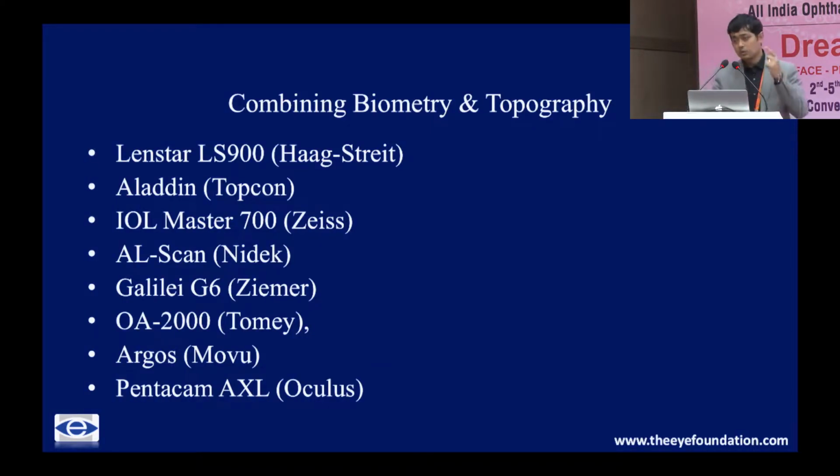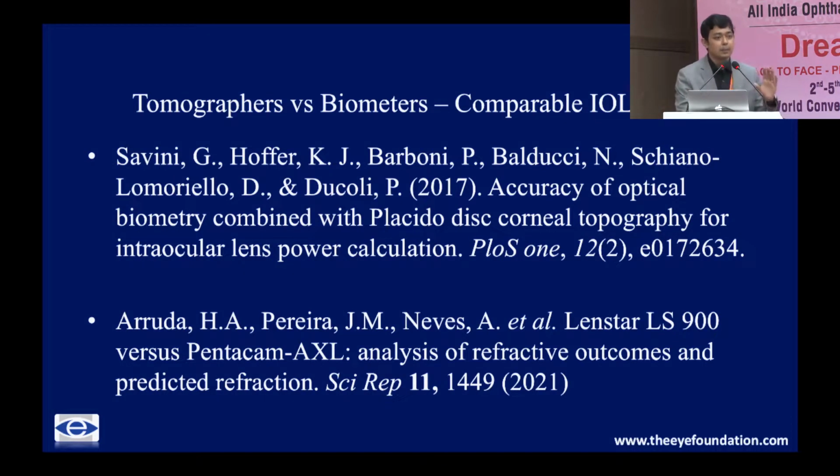Yeah. So the last aspect of the talk which I'd like to talk about is combining biometry with topography, which now a lot of devices are able to do. You have traditional biometry devices like the LensStar, IOLMaster 700, Aladdin, which are essentially biometers but are now combining a Placido image with the biometer. Or you have topographers like the Galilei G6 or the Pentacam, which were originally tomographers but are now giving a component of axial length. Now, suffice to say that they are giving repeatable and comparable results.